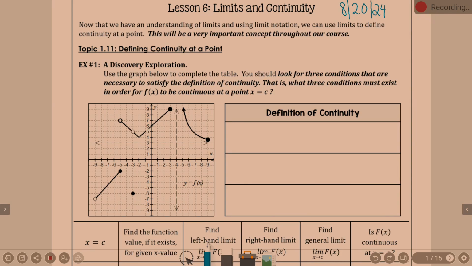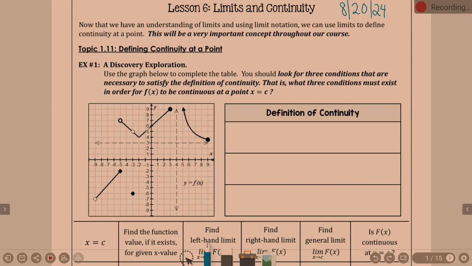Okay, guys. Now that we have an understanding of limits and using limit notation, we can use limits to define continuity at a point. I've already hinted a little bit at this, but we're going to get official. So, continuity. That is something we use a lot with derivatives and integrals: is a function continuous?